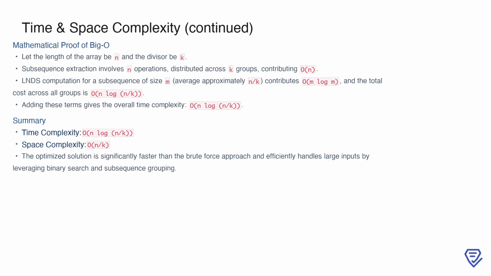As for space complexity, the temporary storage of subsequences and the LNDS array both contribute O(n/k), resulting in a total space complexity of O(n/k). In conclusion, this optimized solution is significantly faster and more space efficient than the brute force approach, making it well suited for handling large inputs efficiently.